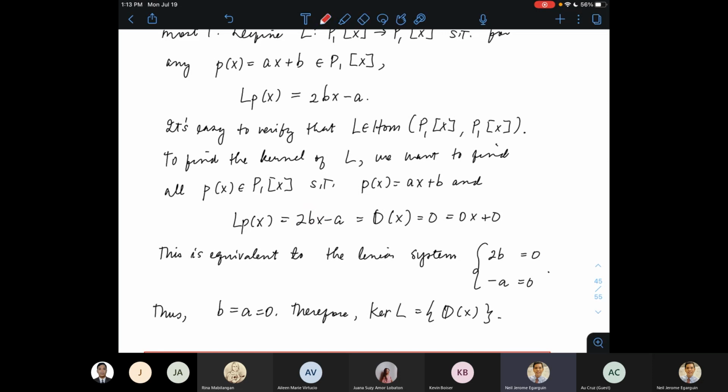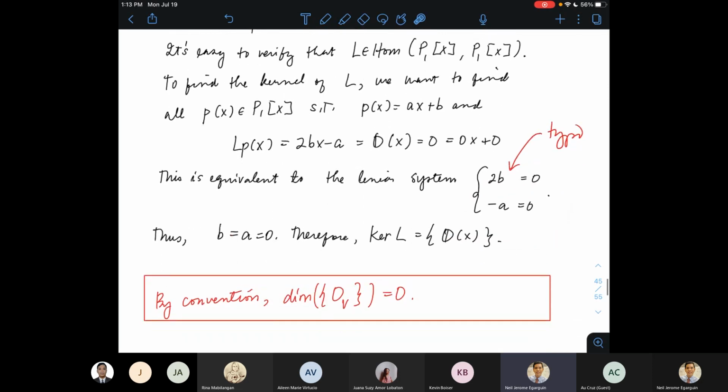So typo here. Let me just note that there was a typo here. So 2b must be equal to 0, just equating coefficients. Negative a must be equal to 0. Constants should be equal to each other. We get this. And so we'll get b is equal to 0, a is equal to 0. So the only way for a polynomial to be in the kernel of L is that if a and b are both equal to 0.